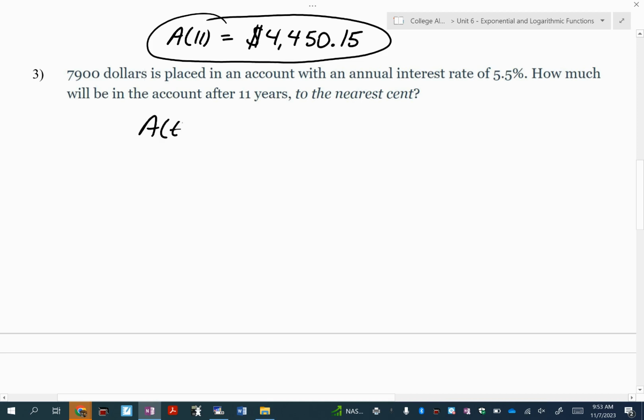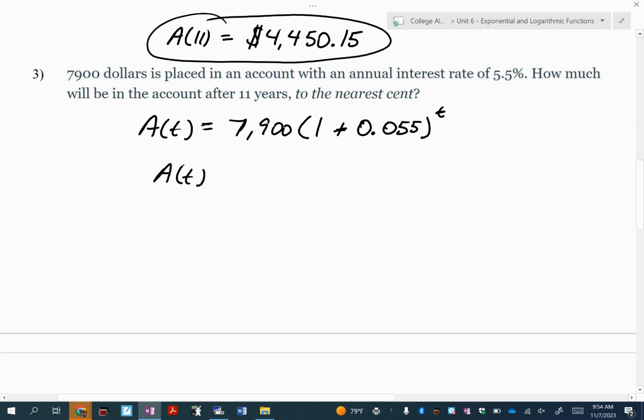So I'm going to write our formula again. How much money am I depositing into the account? 7,900. Oh, that would be nice. Can I get some of that? Now, am I writing plus or am I writing a subtraction symbol? Plus. How do I know that? Because in this case, we're assuming that our money is going to grow. 0.055 to the power of t.